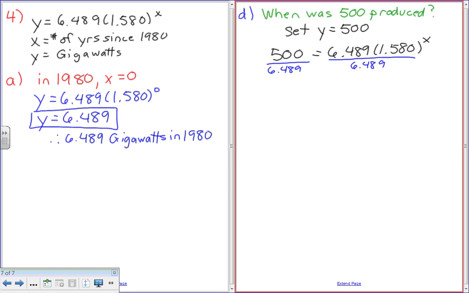Right, because you can only have one thing on the left and one thing on the right. Can someone please do 500 over 6.489? Actually, maybe Madison is going to be that person since you're next in line. It's like 80 something, maybe.